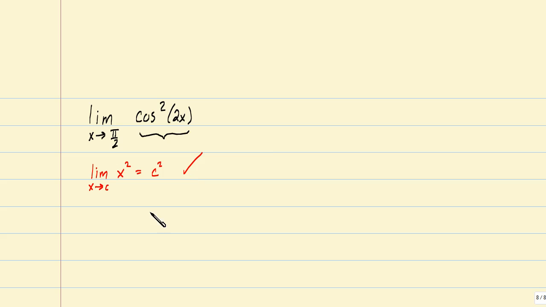Well, sure it is. This is a polynomial function. We know that's how we evaluate limits of polynomial functions. So that means we can pull this squaring piece outside of the limit. We can say all of this guy squared, where the inside here is the limit as x approaches pi over 2 of cosine of 2x. Okay, that should be equivalent to that.